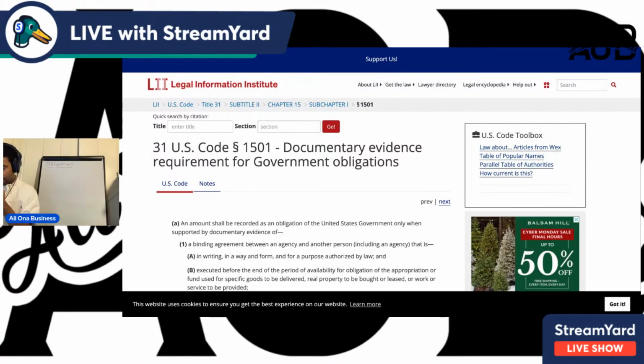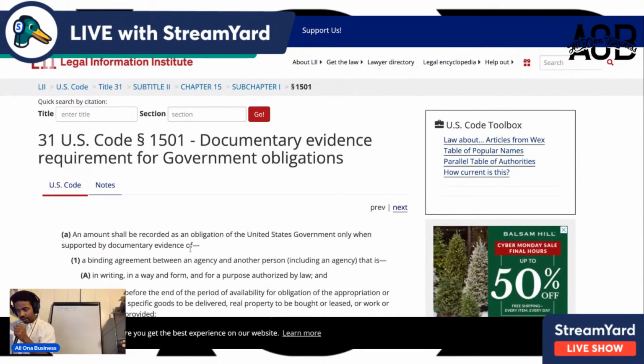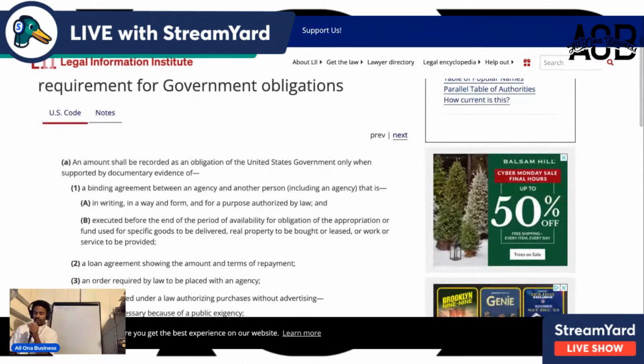Okay. Section 1501. Now, this is dealing with documentary evidence requirements for government obligations. What this code says is an amount shall be recorded as an obligation of the United States government only when supported by documentary evidence of, but pause there, of what?